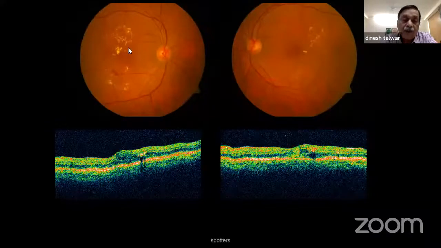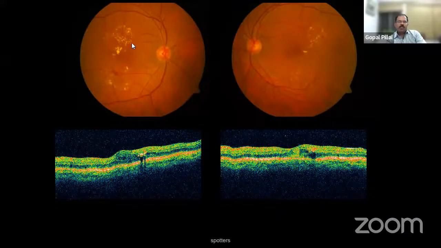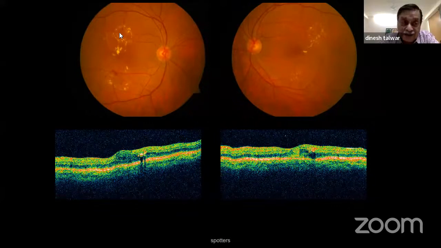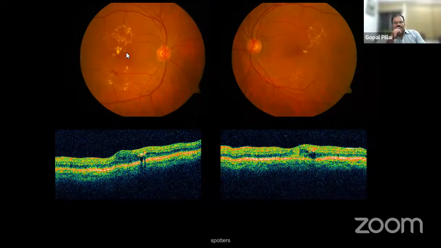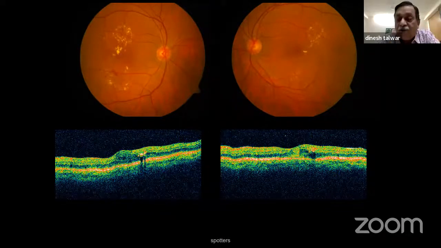Same patient, right eye. Hard exudates, away from the fovea, one disc area. Is there macular edema or not? Is it clinically significant macular edema? Is there non-center involving macular edema? But it is still clinically significant.